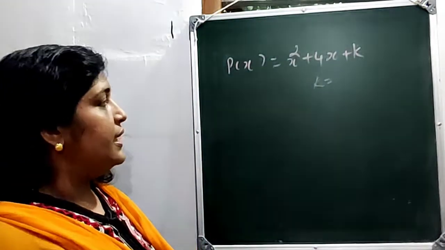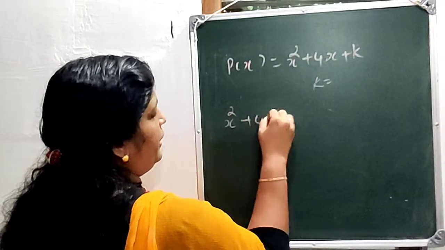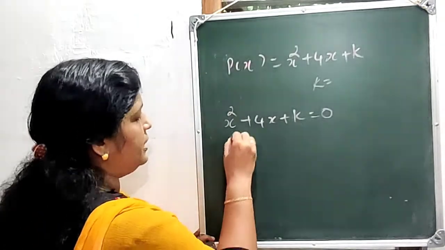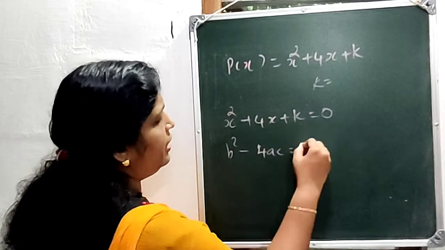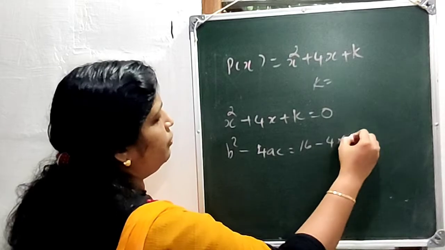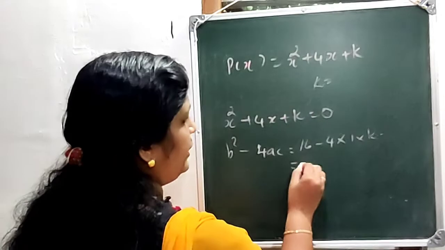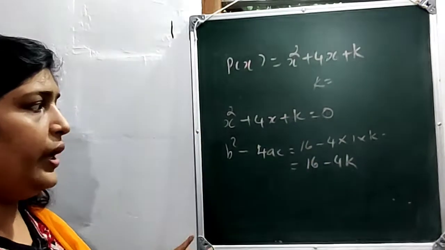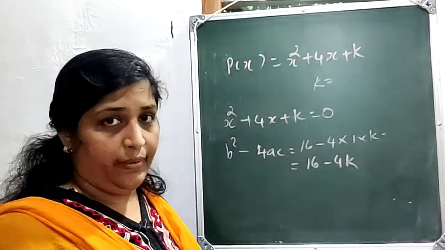Okay, see here, if we take this as an equation, x square plus 4x plus k is equal to 0. Okay, what is b square minus 4ac? Yes, b square minus 4ac is equal to 4 square, 16, minus 4 into 1 into k. So that is equal to 16 minus 4k.